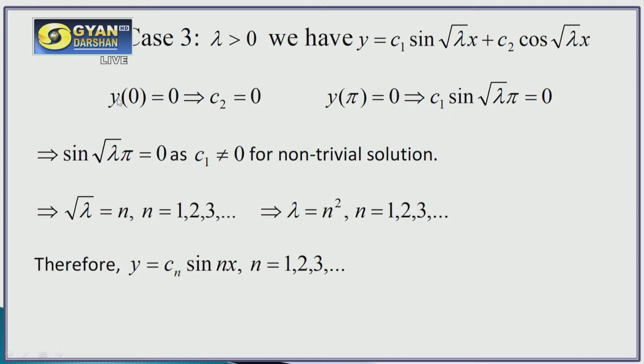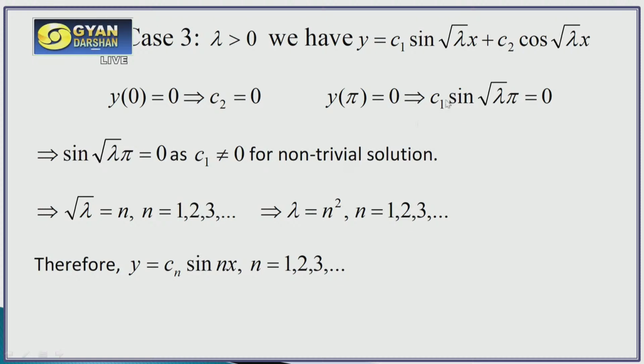When we use the boundary condition y at 0 equal to 0, you get C2 equal to 0. Now again use another boundary condition, y at pi equal to 0. From there you get C1 times this thing equal to 0, since we have already got that C2 is 0. If C1 is also 0, this will lead to a trivial solution, that is y equal to 0. We are not interested in that. So since we are trying to find a non-trivial solution, we are assuming C1 is non-zero.